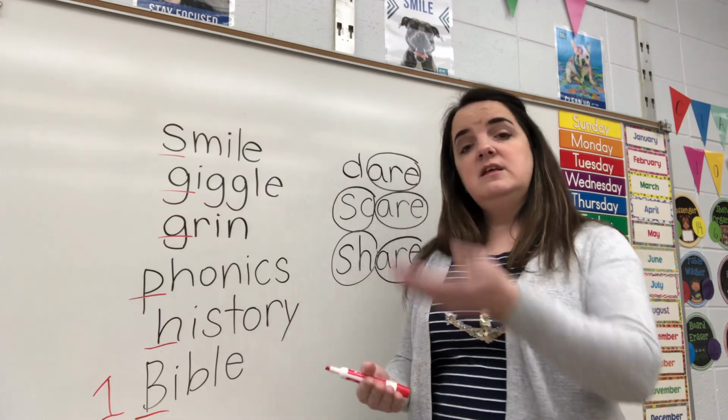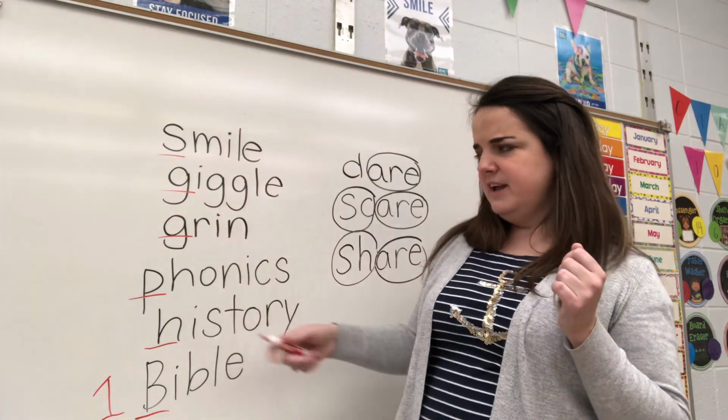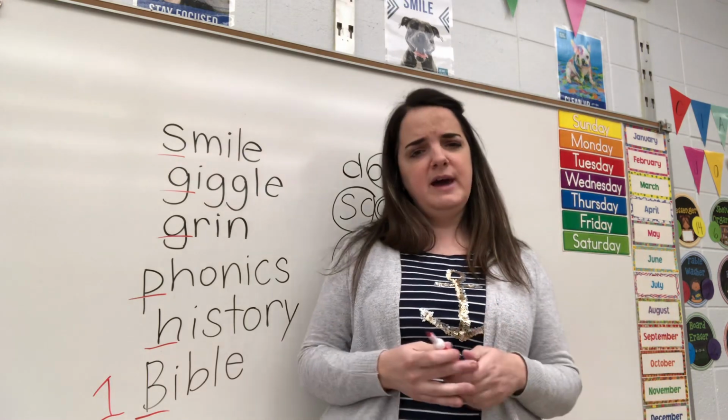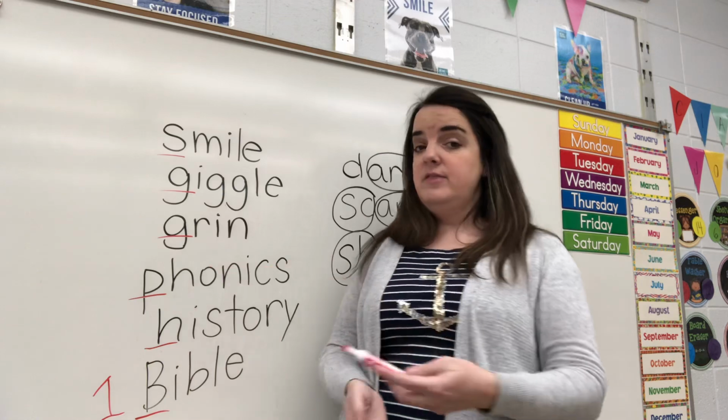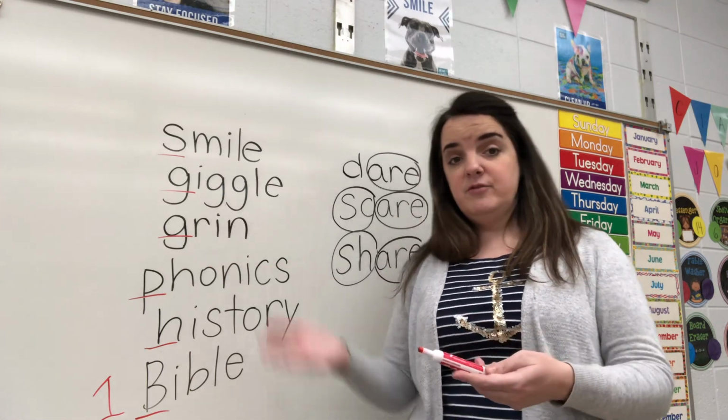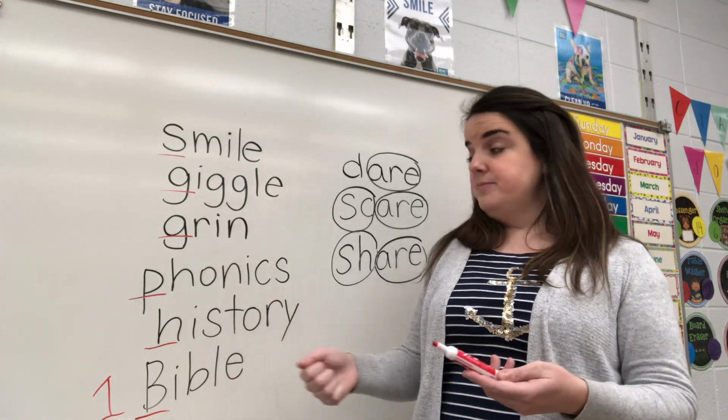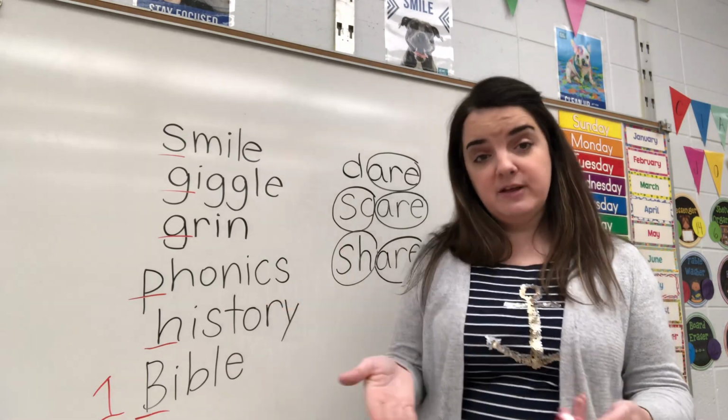A, B, C, D. Do we see any words with D? No. Okay, so the next one will be E. There's no words with E. Then we could go on to F. There's no words with the letter F. What's after F? That's correct, G.